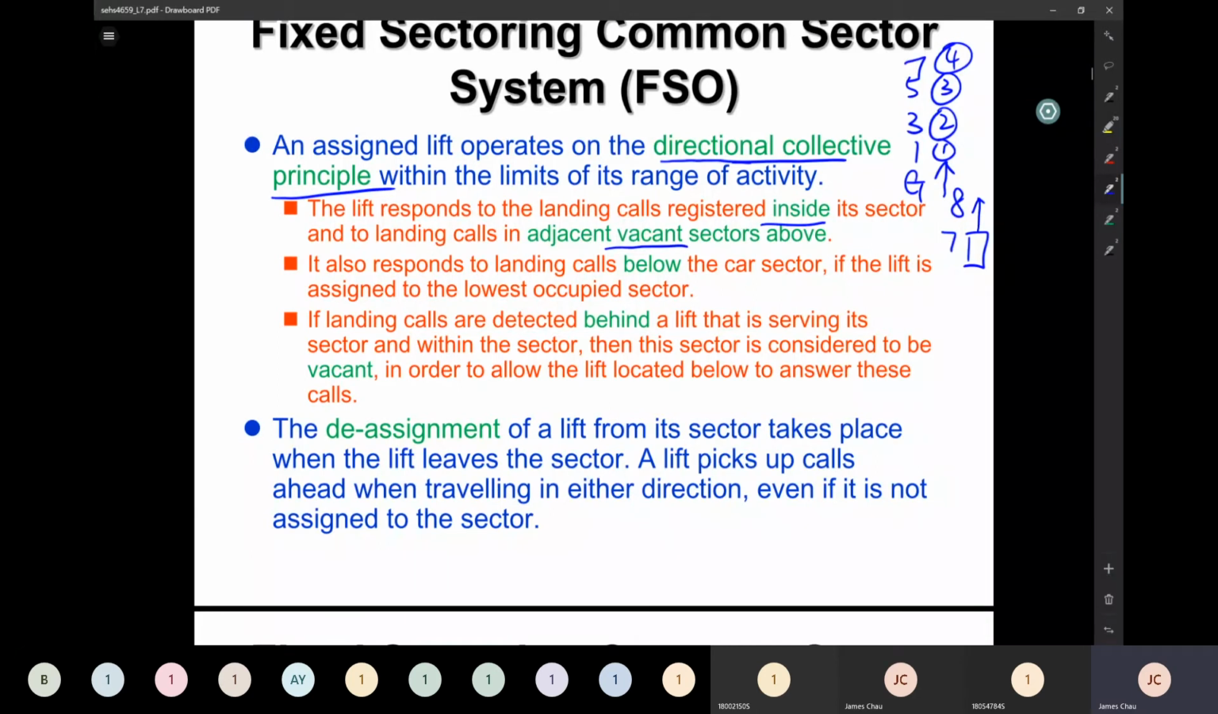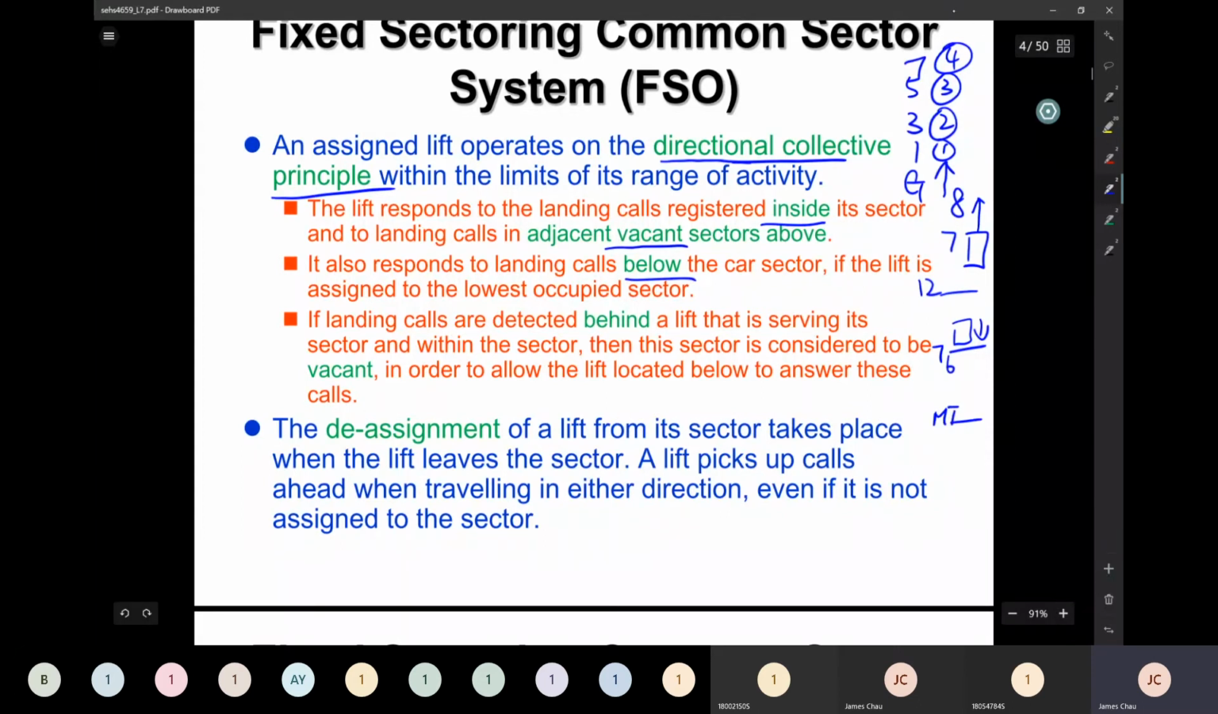Now the second rule: the leaf responds to the landing call below the car setter if the leaf is assigned to the lowest occupied setter. Okay. Now, for example, this is also trivial because if the leaf boundary is from 7 to 12, 4, and the leaf is going down and is the lowest occupied setter, then the remaining setter is from 6 to the main terminal.